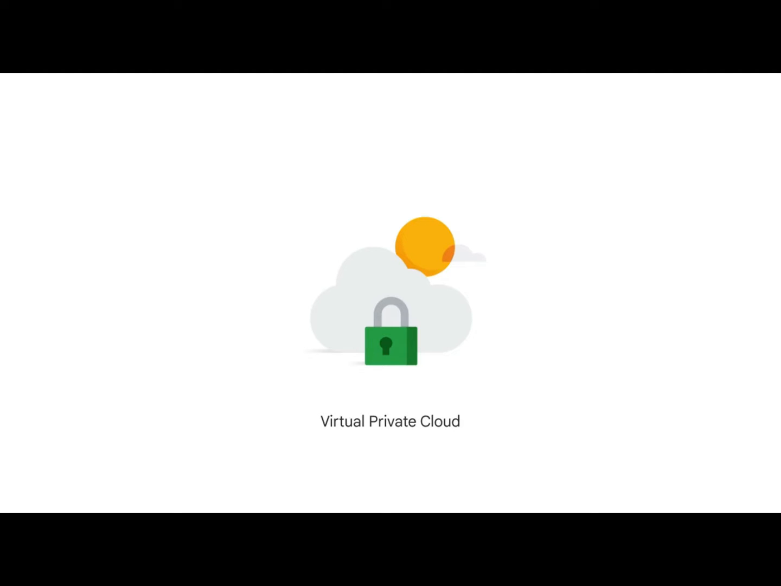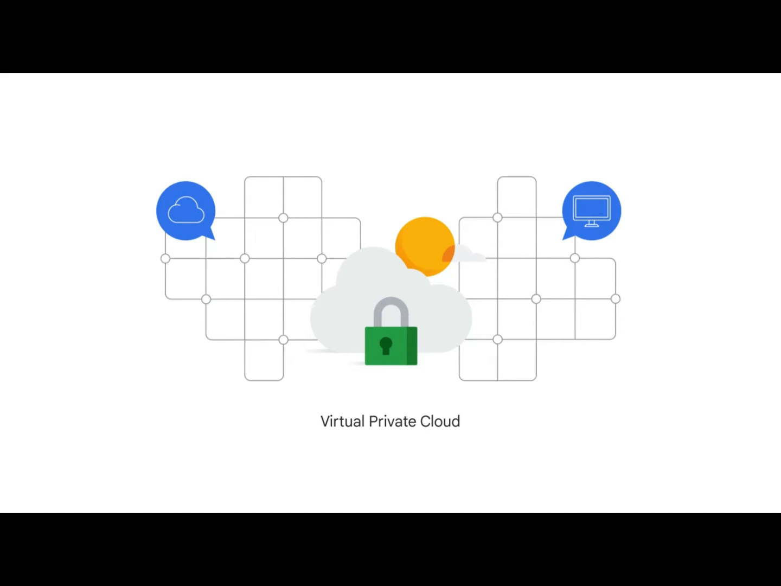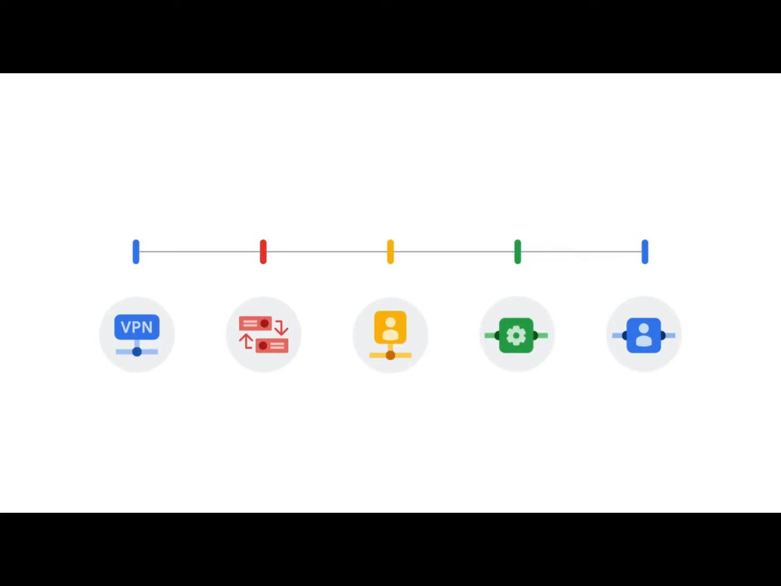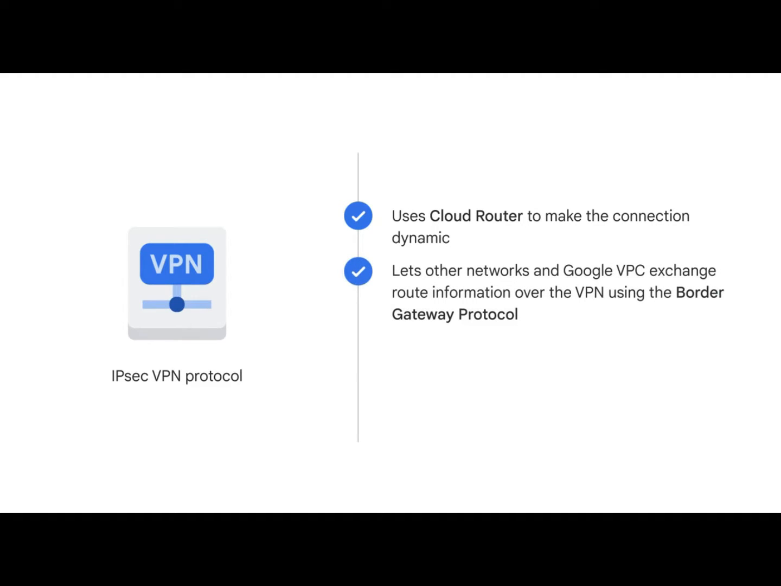Many Google Cloud customers want to connect their Google Virtual Private Clouds to other networks in their system, such as on-premises networks or networks in other clouds. There are several effective ways to accomplish this. One option is to start with a virtual private network connection over the internet and use the IPsec VPN protocol to create a tunnel connection. To make the connection dynamic, a Google Cloud feature called Cloud Router can be used. Cloud Router lets other networks and Google VPC exchange route information over the VPN using the Border Gateway Protocol.